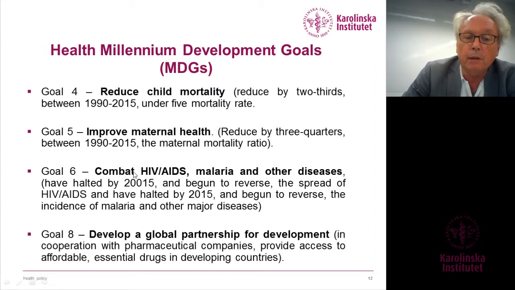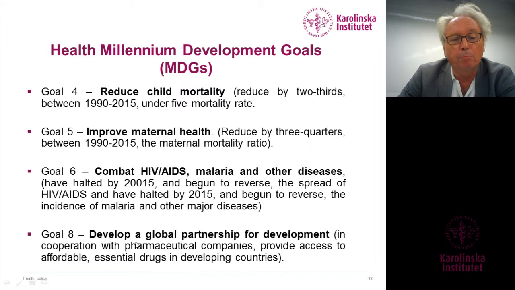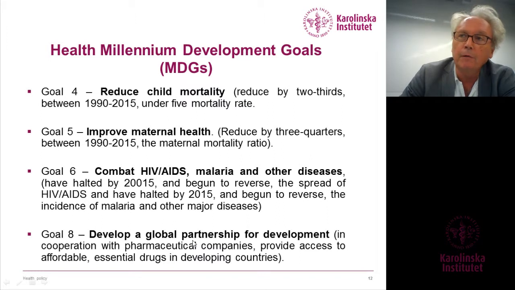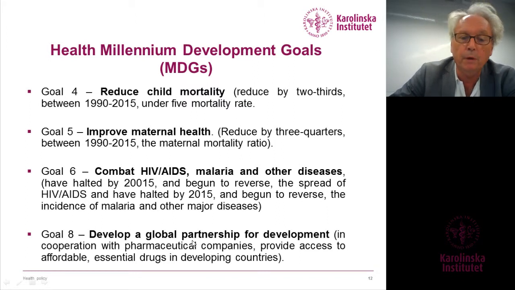MDG 6 is about combating HIV/AIDS, and this is being better and better controlled. Malaria, there are major improvements. What about developing global partnerships for development? One of them is with pharmaceutical companies. There are examples where big pharma, the multinational companies, decided to give away some of what they have without charging the normal high price to resource-poor settings.